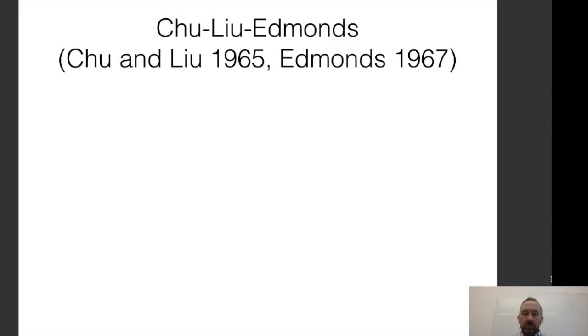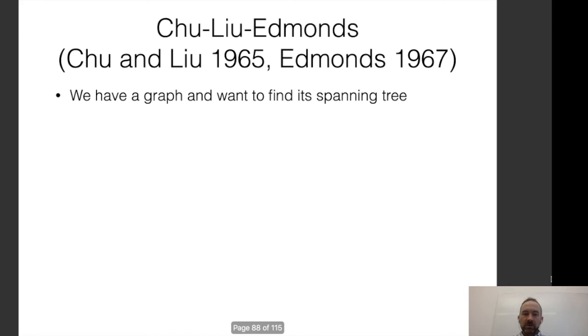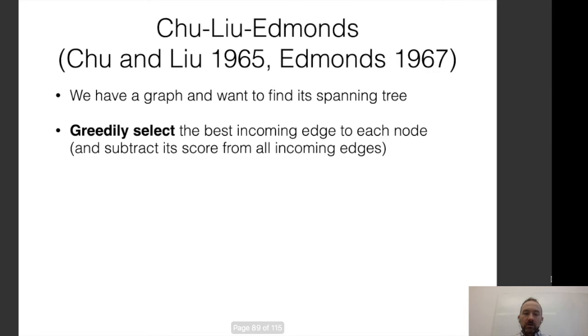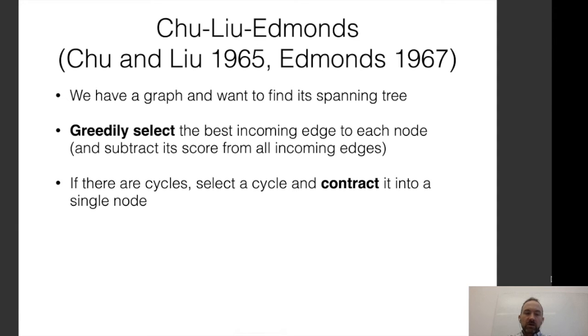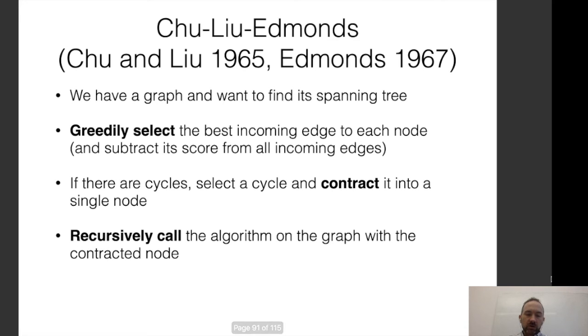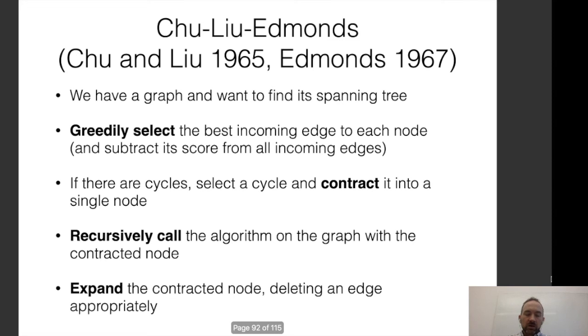I'll go through this relatively quickly because the details are not super important, but basically we have a graph and we want to find its spanning tree. What we do is we greedily select the best incoming edge to each node and subtract its score from all incoming edges. If there are any cycles, select a cycle and contract it into a single node. Recursively call the algorithm on the graph with the contracted node, and then expand the contracted node, deleting an edge from the overall graph appropriately.